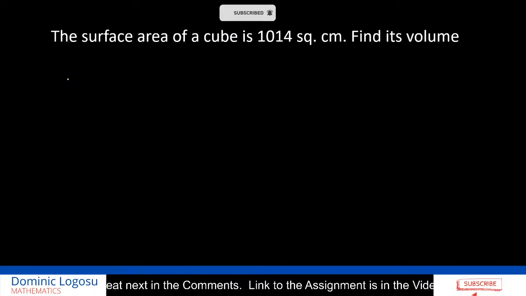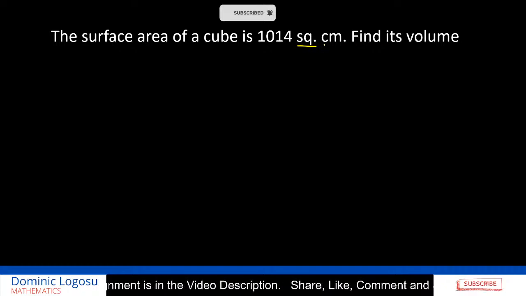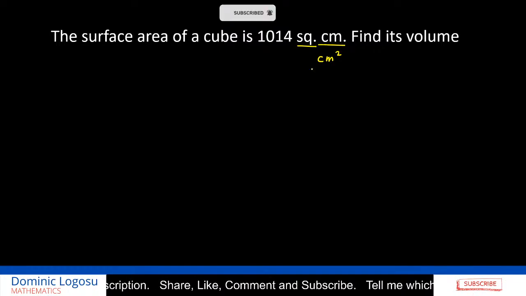So without wasting time, we are going to move to our very first example. And our very first example says this. They are saying that the surface area of a cube is 1014 centimeter square. Okay, so having this basically means that we are supposed to use this surface area of a cube to find the volume of the cube.